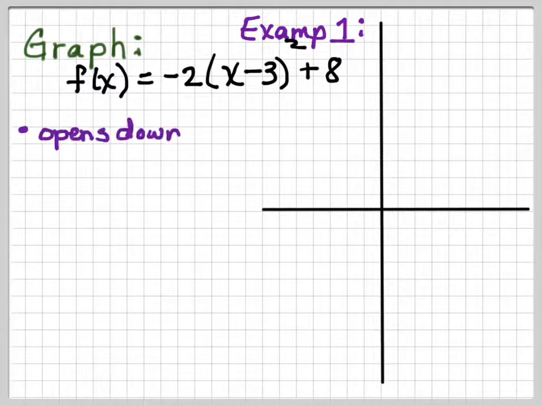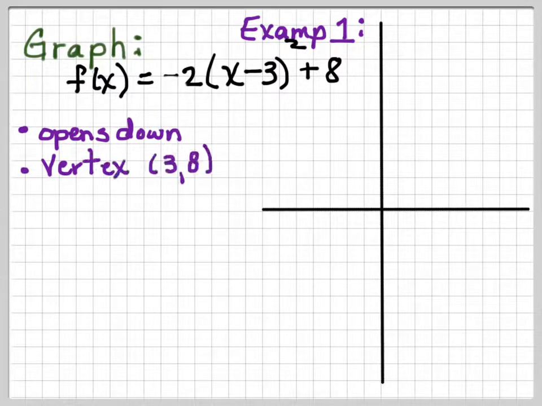Step 1, we know this opens down, and the reason we know it opens down is because we have a negative out in front of our a term. All right, the next thing, the vertex is 3, 8. And we get this from our h and k values, and we're going to plot that 3, 8 on our graph.